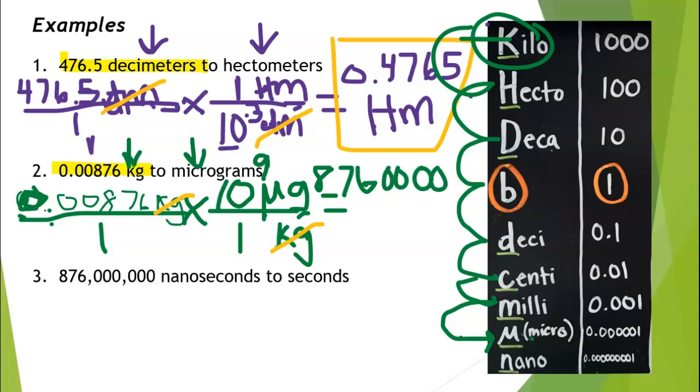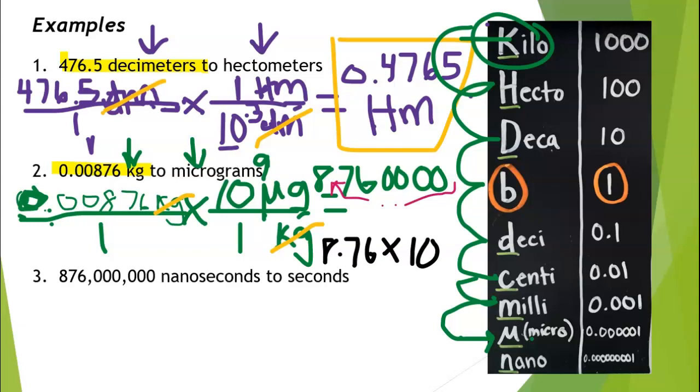So, the correct way to report this answer would be in scientific notation, which we talked about in a previous lesson. So, to write this in scientific notation, I'm moving the decimal point over until I have a number between 1 and 10. And then I'm going to write that number down. Let's do that in black. I'm going to write 8.76 times 10 raised to a power.